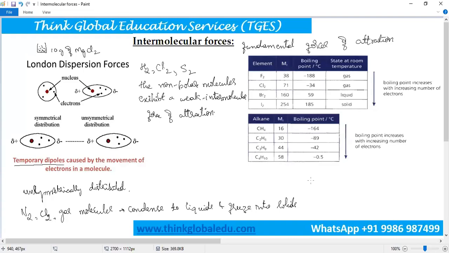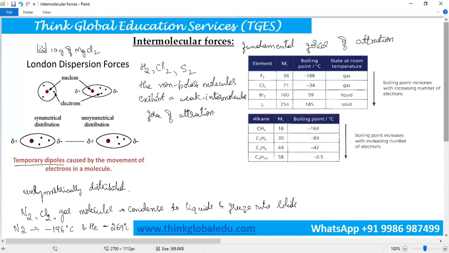As an example, nitrogen gas liquefies at a low temperature such as minus 196 degrees Celsius, and also helium can be liquefied at minus 269 degrees Celsius. The physical properties of the elements can also be explained by means of the London dispersion forces.